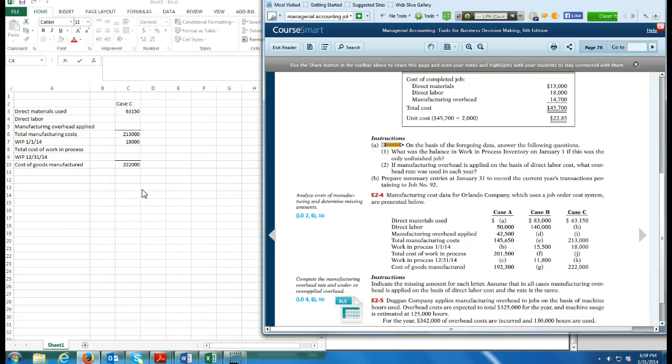Okay, sorry about that. I'm back to case C, and my Excel, I don't know what I did wrong there, so I just had to recreate it here. But this one is a little trickier.